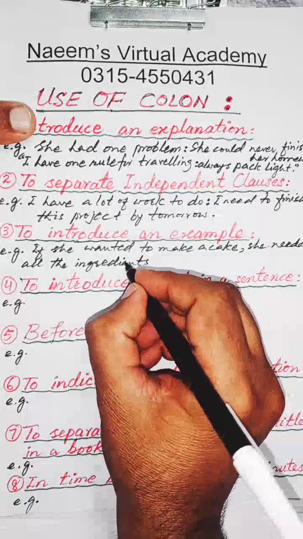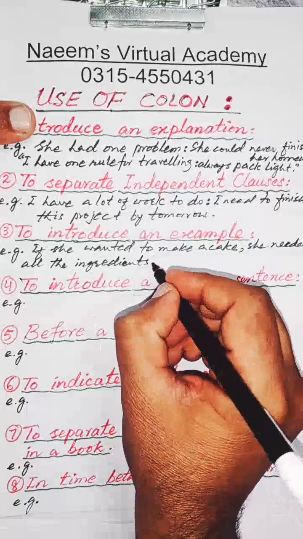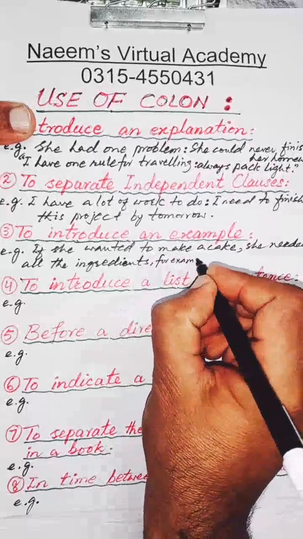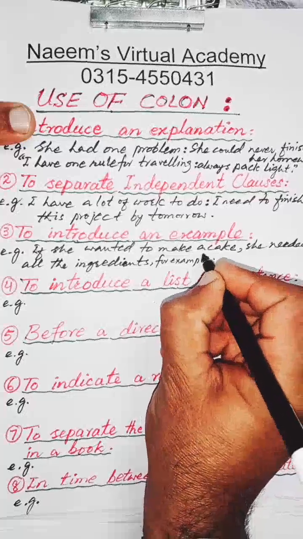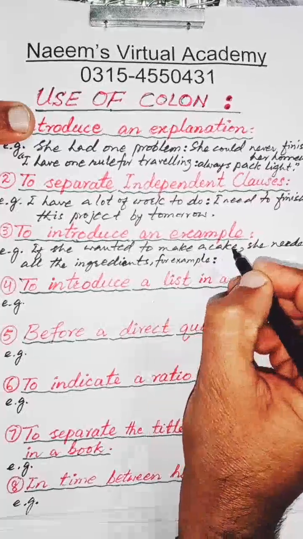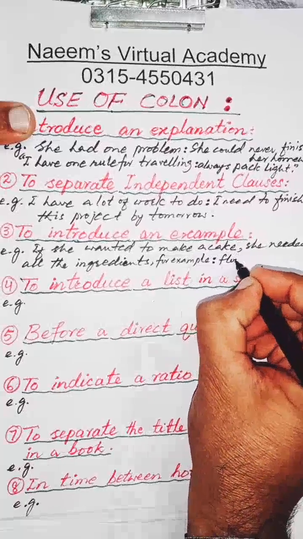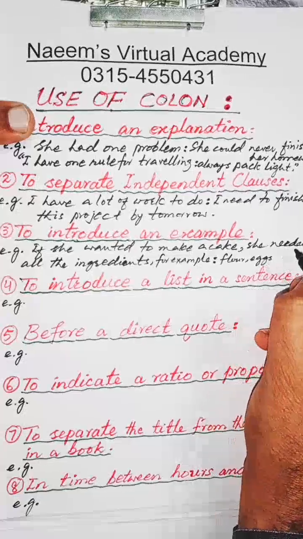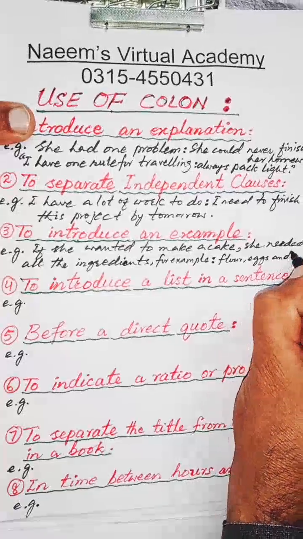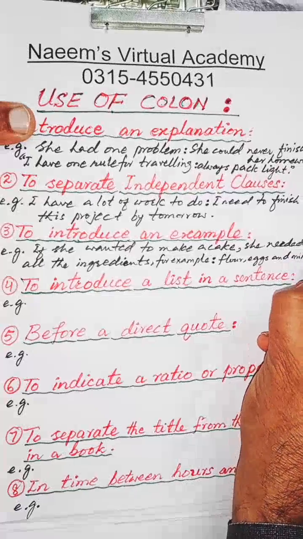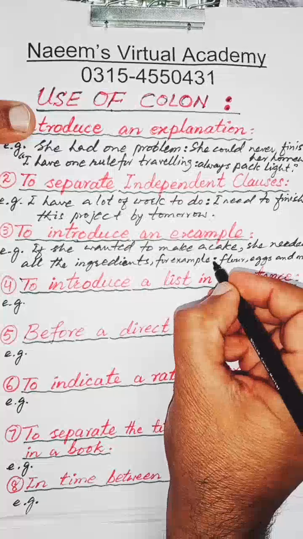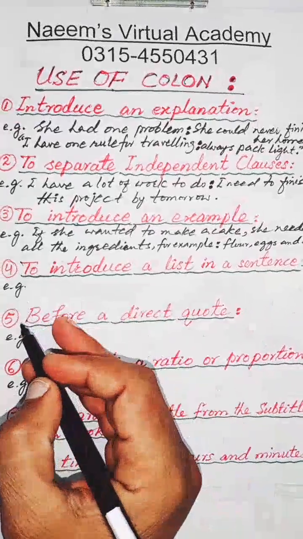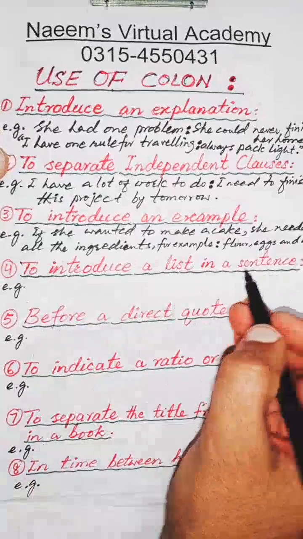All the ingredients. Now for example, now you'll be placing colon here. Right? Flour, eggs and milk, etc. Right? So here colon will be placed to introduce an example. Number 4, to introduce a list in a sentence.